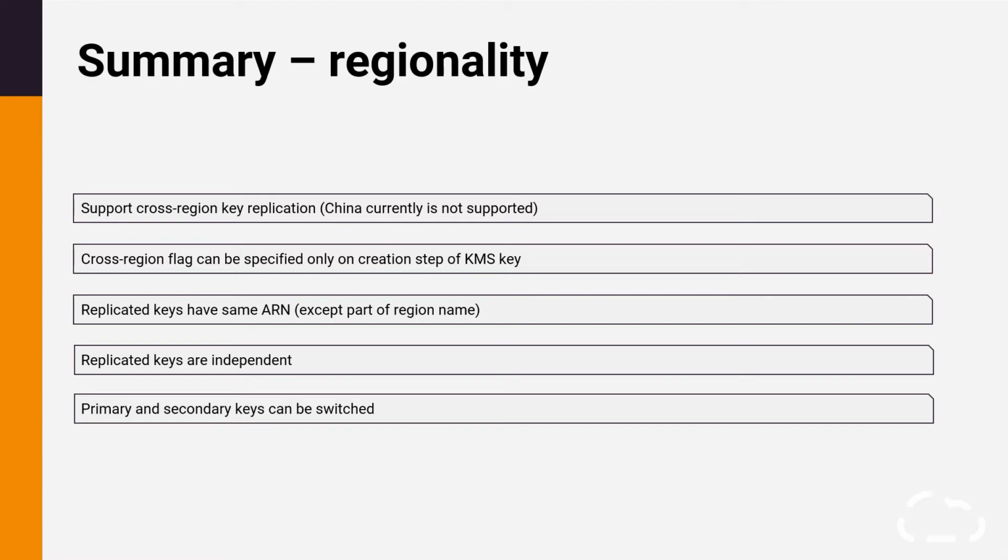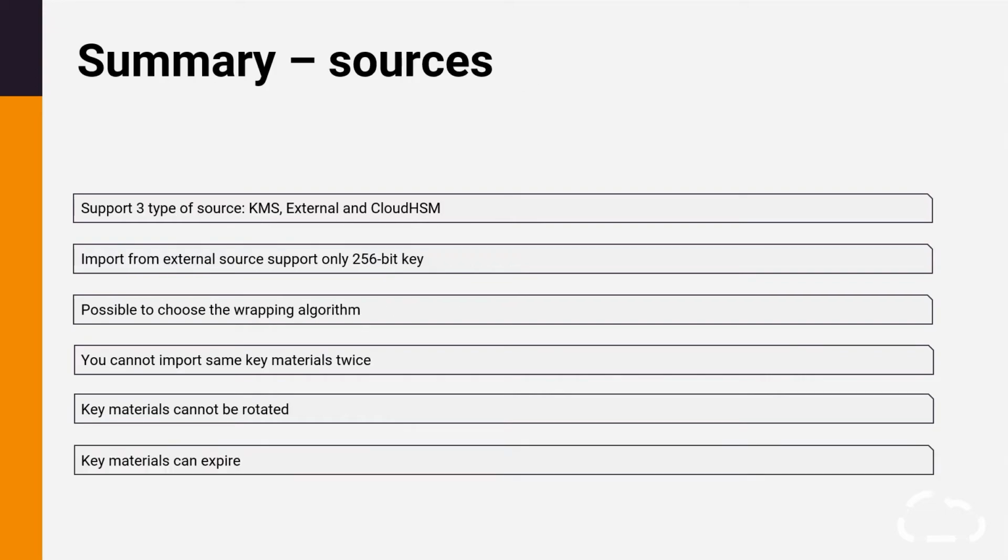Regarding regionality, you need to bear in mind that this option is also supported here. Not in China yet, but for other regions you can use this feature to share the key material across a few regions. Don't forget that this option can be enabled only at the creation stage. Replicated keys have the same ARN, just with a different region name. Replicated keys are independent from each other, but the primary flag can still be switched to a secondary region at any time. And the last summary page is about the sources.